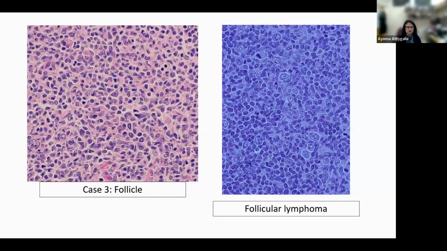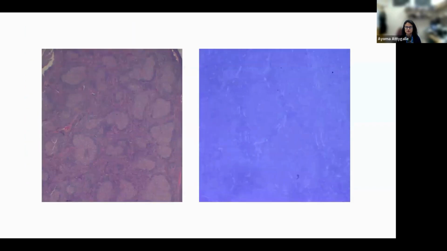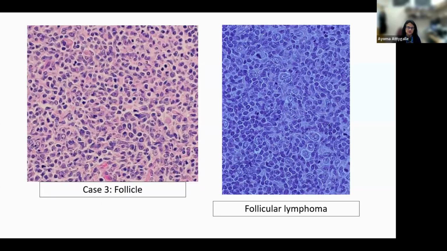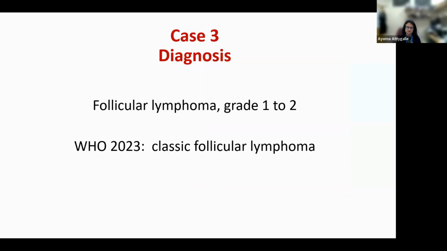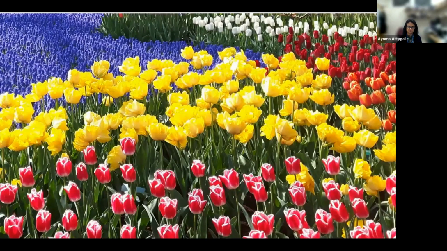So this was the example. This is our case, and this is the follicular lymphoma that I just showed you on the right here. Actually, the cytology is better preserved in this case when you look on higher power. So diagnosis of case 3 is follicular lymphoma grade 1 to 2, or classic follicular lymphoma.